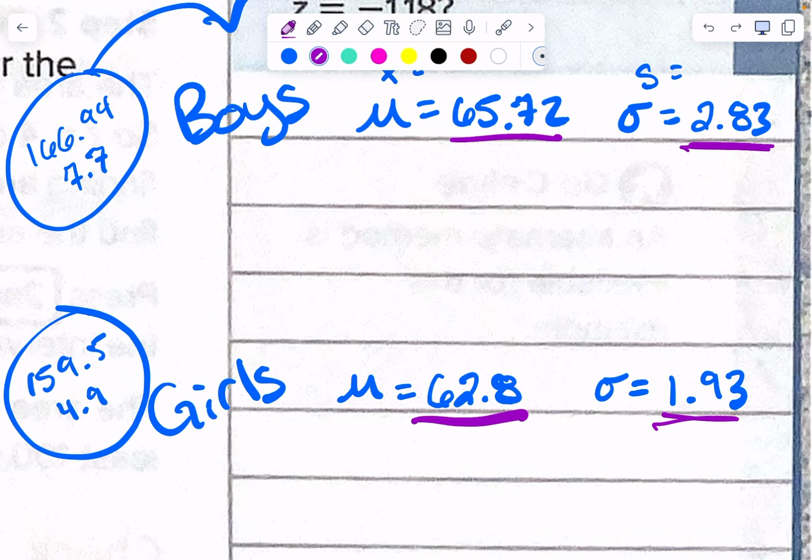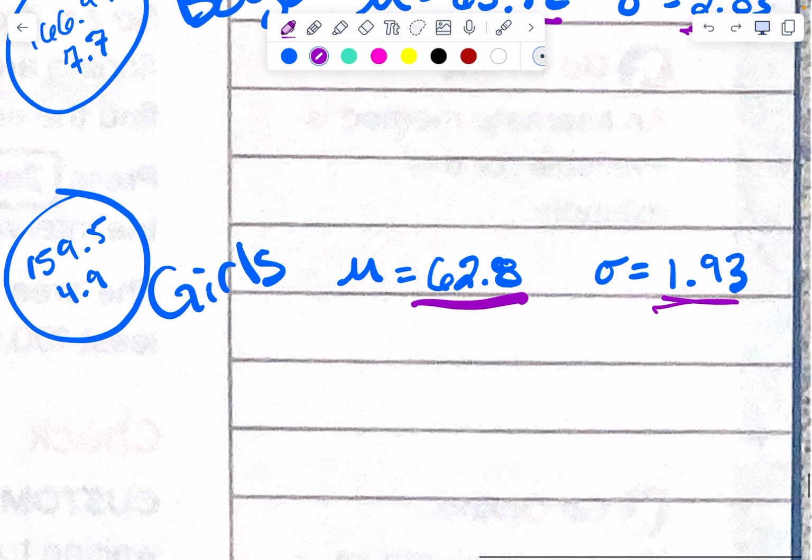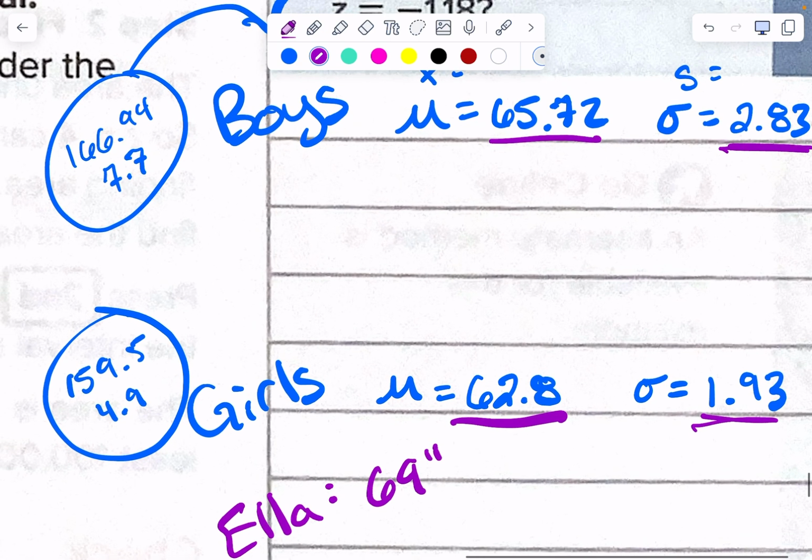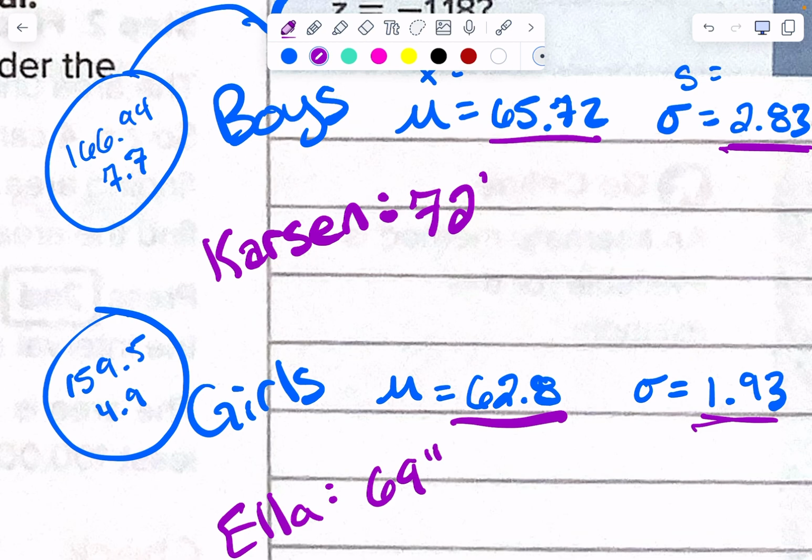All right, boys and girls, we want to be able to compare them. But here's the deal. Ella is a tall girl. Ella is 5'9". Ella, how tall are you? 5'9" is 69 inches. Carson is 6'. Carson, how tall are you? 72 inches.